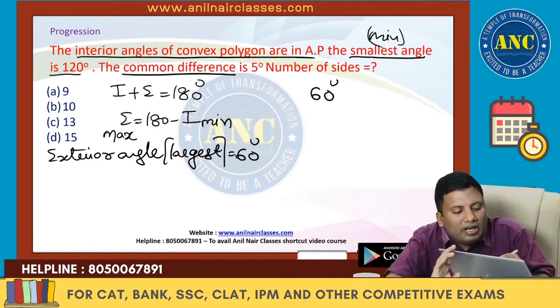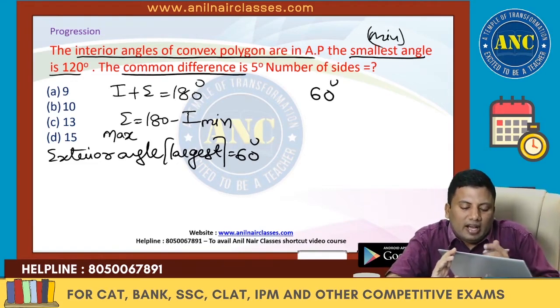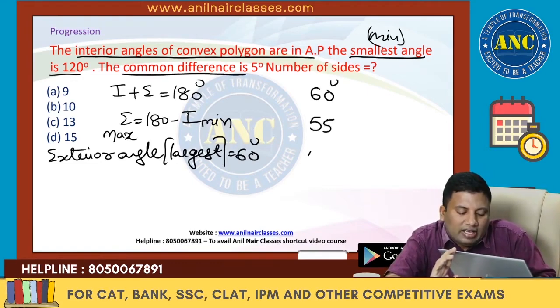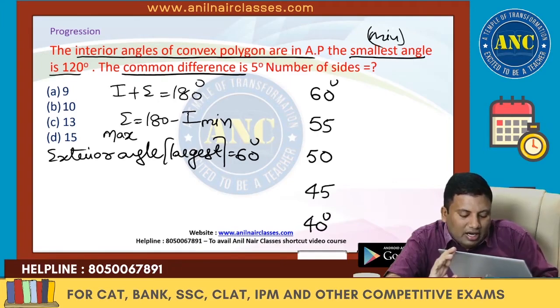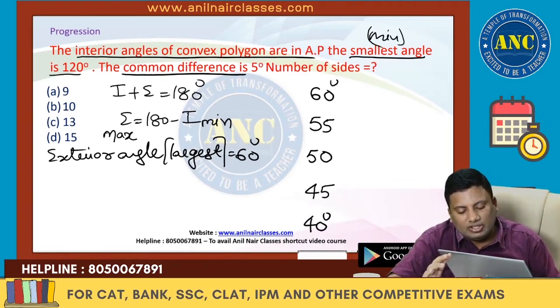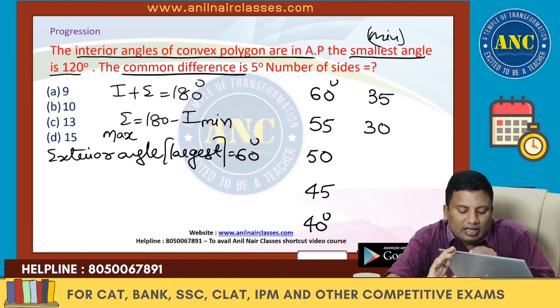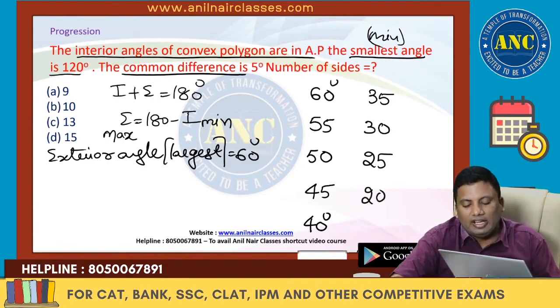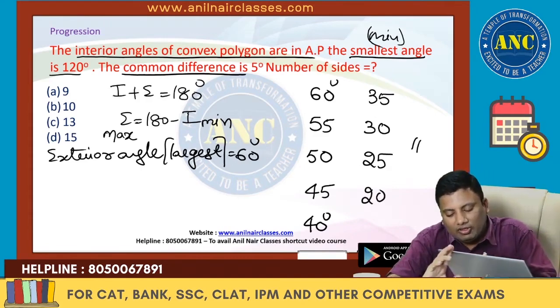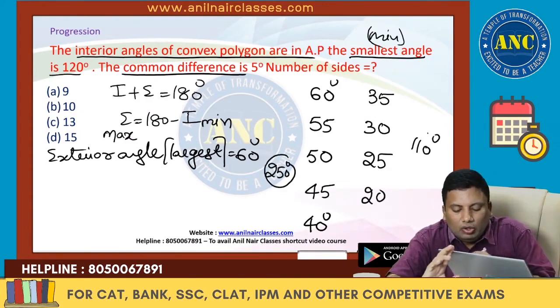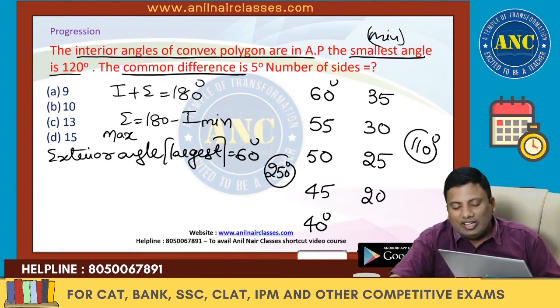The common difference is 5 degrees. Because it is the largest, the value will keep decreasing by 5. Do it till the sum is 360. 60, 55, 50, 45, 40, 35, 30, 25, 20: 60 plus 55 plus 50 plus 45 is 210, plus 40 is 250, plus 35, 30, 25, 20 is 110 degrees. 250 plus 110 is 360 degrees.